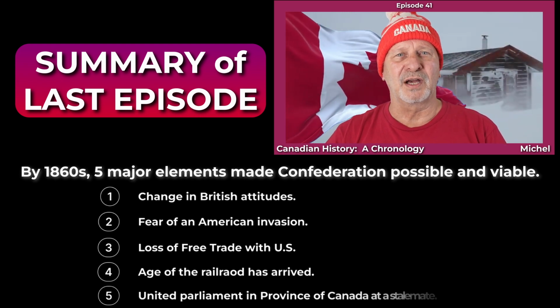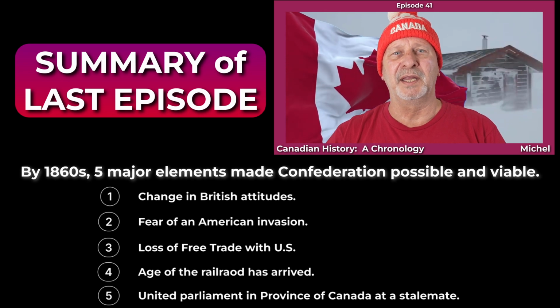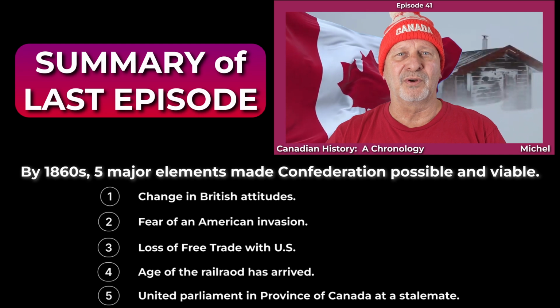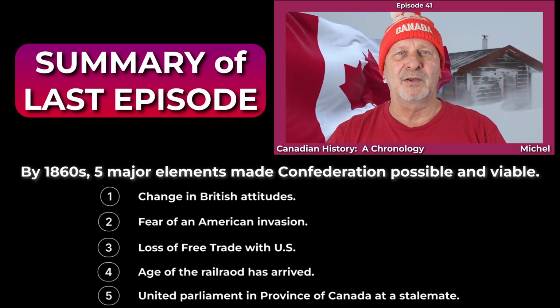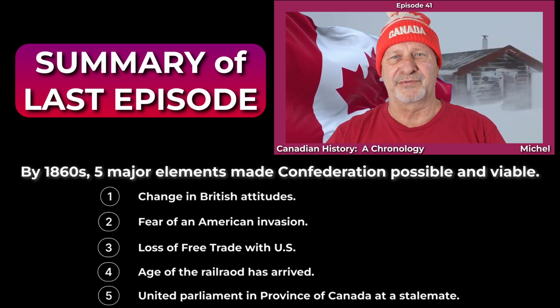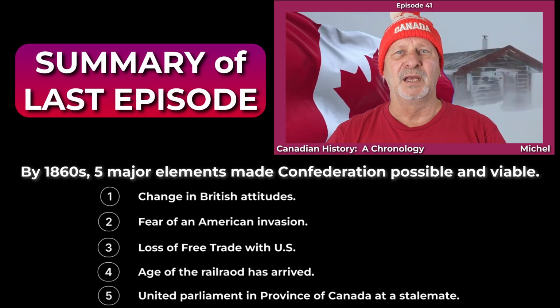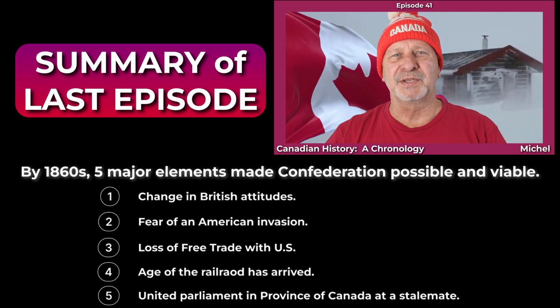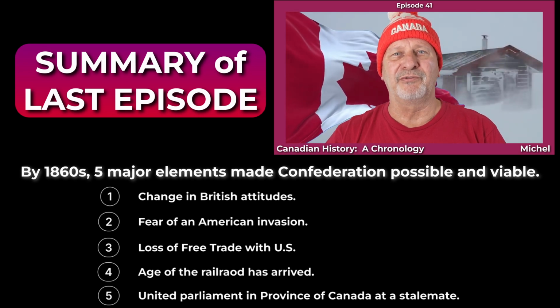And finally, we saw that the United Parliament in the United Province of Canada was in a deadlock. Then on June 24, 1864, the Great Coalition of 1864 was formed, breaking the stalemate and opening the door for Confederation. Okay, now that the summary is out of the way, let's continue with this video and finish our look at Confederation.